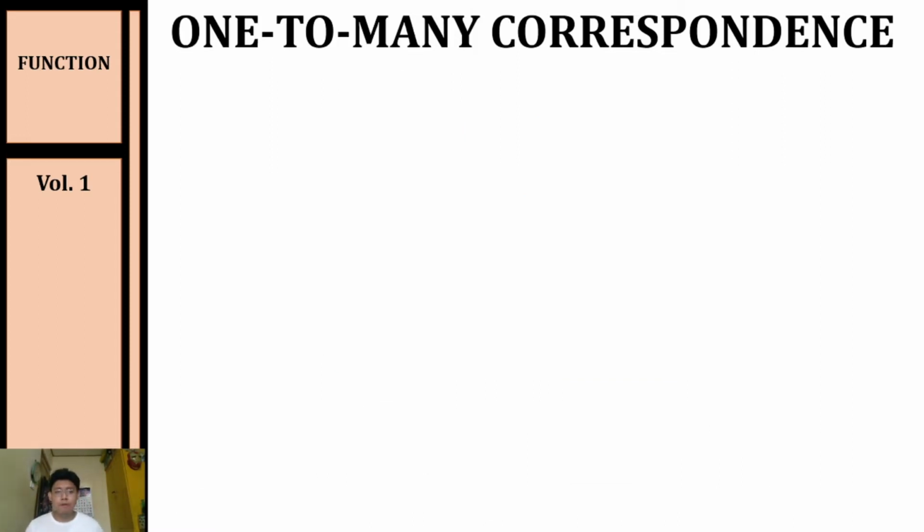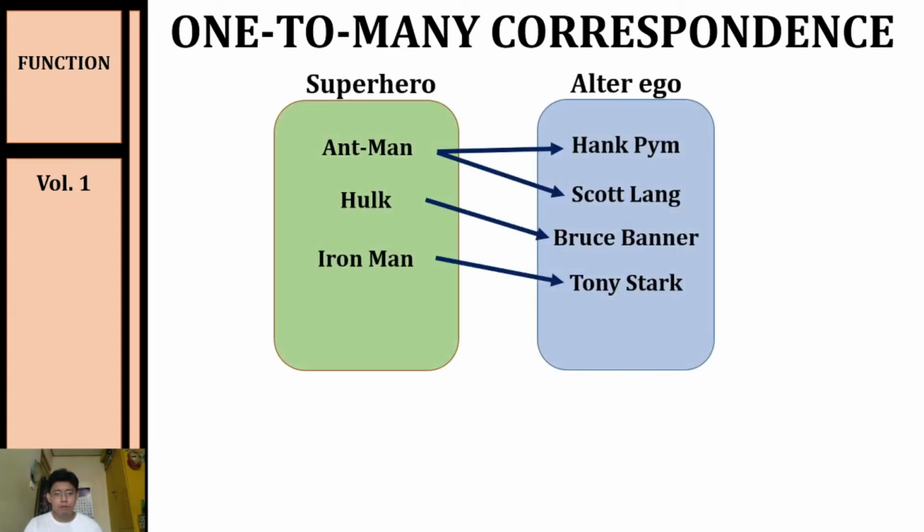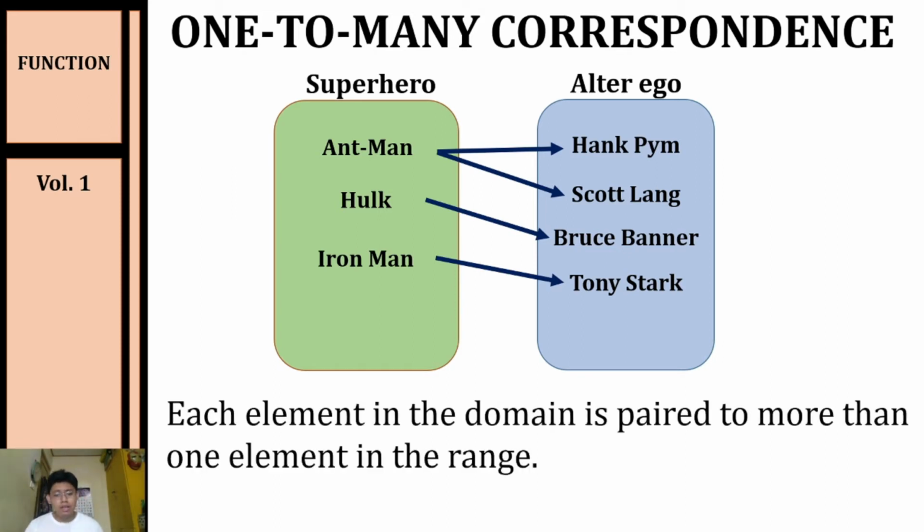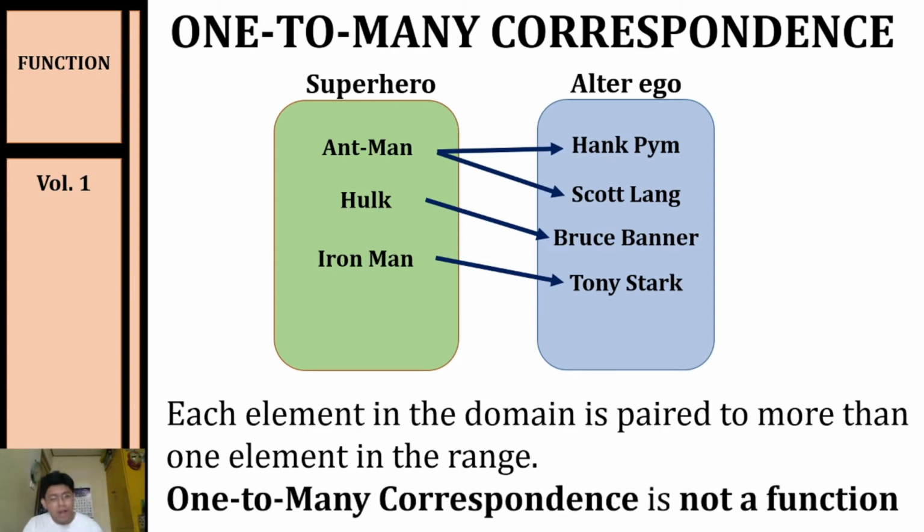And the last type of mapping is one-to-many correspondent. So this is one example of one-to-many correspondent, and it is each element in the domain is paired to more than one element in the range. For example, Ant-Man is paired to Hank Pym and Scott Lang. Therefore, for one-to-many correspondent, it is not a function. Now let's have some examples in identifying if a mapping is a function or not.